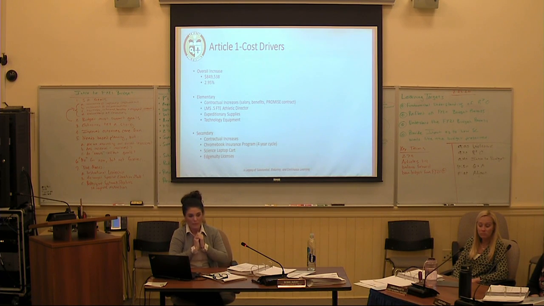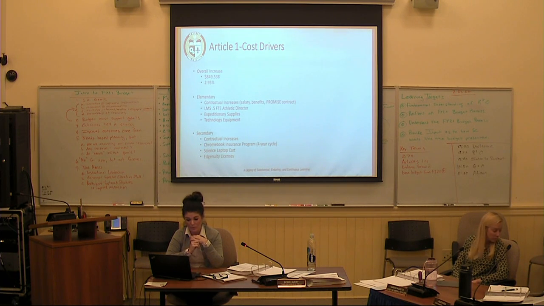Okay. For the secondary component, the cost drivers are contractual increases. We also have in there our Chromebook insurance program, which is a 4-year cycle. It's due. The science laptop cart and Edgenuity licenses.